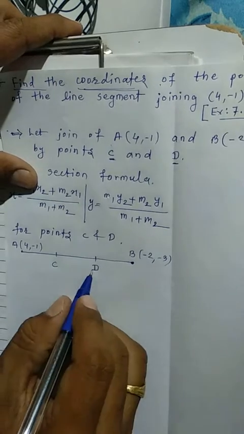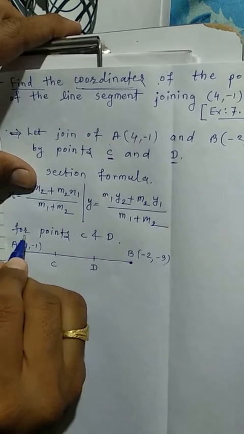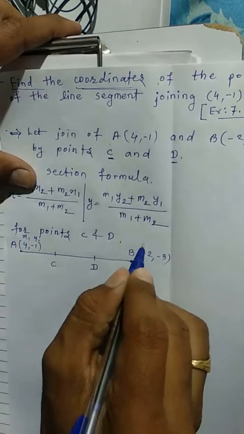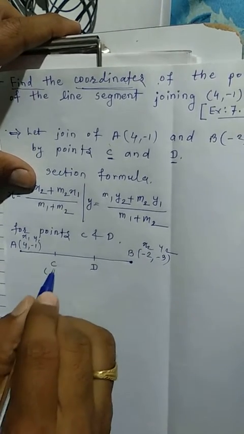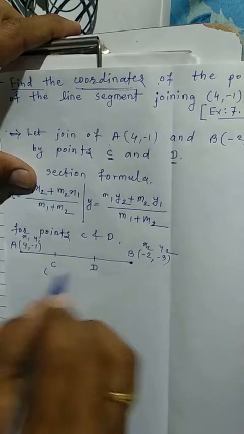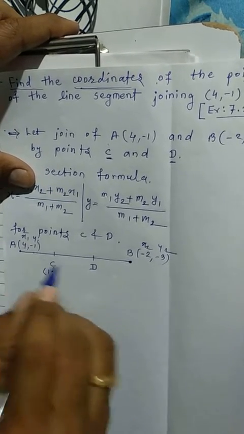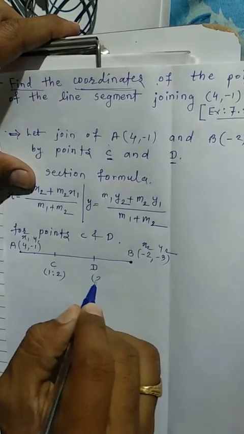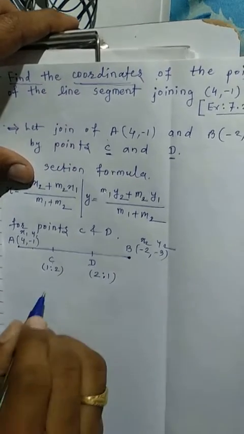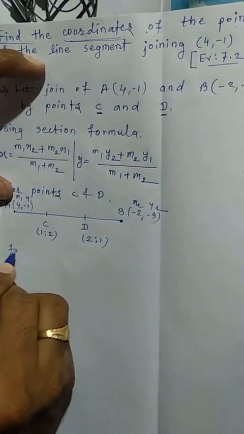Here there are 2 points, one is point C and one is point D. I will name A (4, -1) as x1, y1, and B as x2, y2. Now for point C, if we check, what is the ratio? 1:2. Why? Because the left hand side is 1 part and the right hand side is 2 parts. And for D, what is the ratio? 2:1.